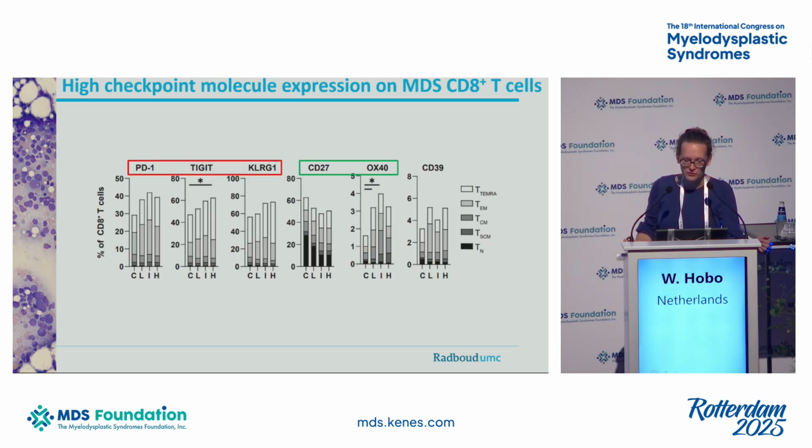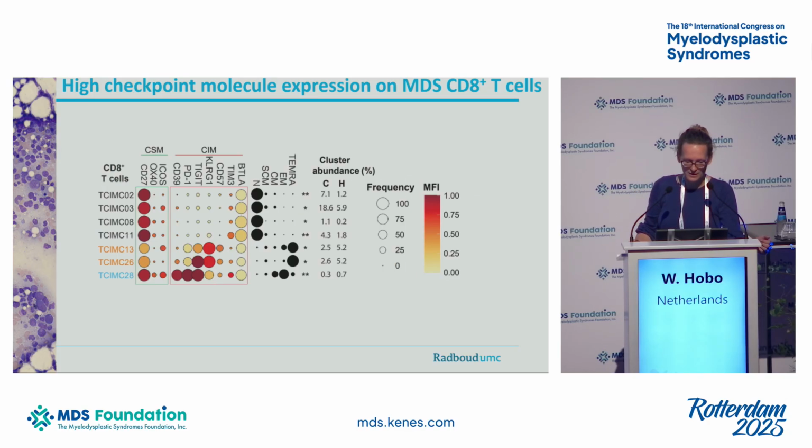to effector memory differentiation. But nevertheless, also when we do computational analysis, we see reduced abundance of the more immature, naive-like T cell subsets, and we see increased abundance of the more terminal differentiated T cell subsets with high expression of the different checkpoint molecules in higher risk MDS.